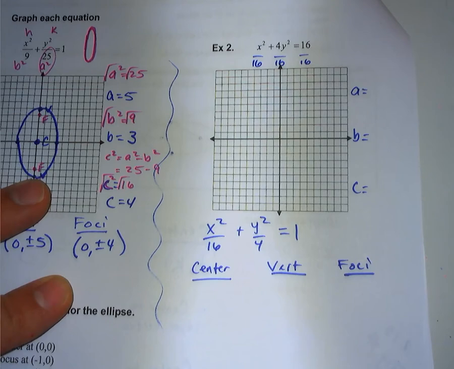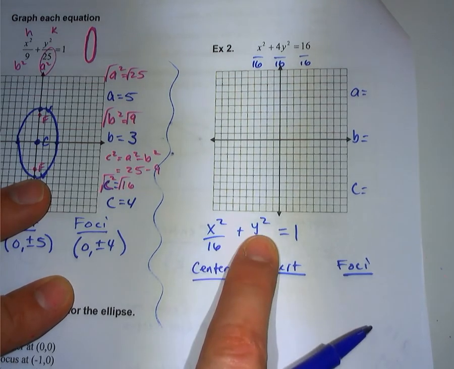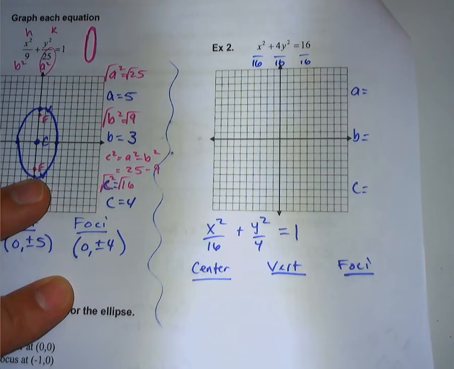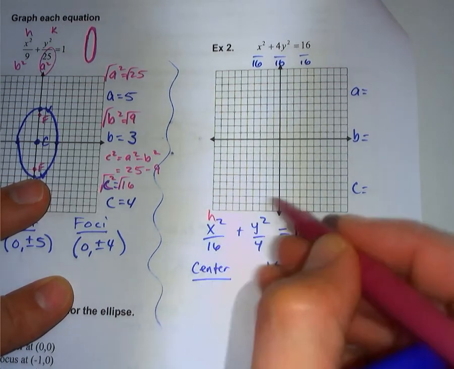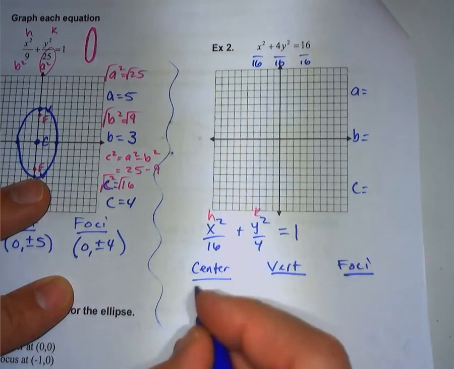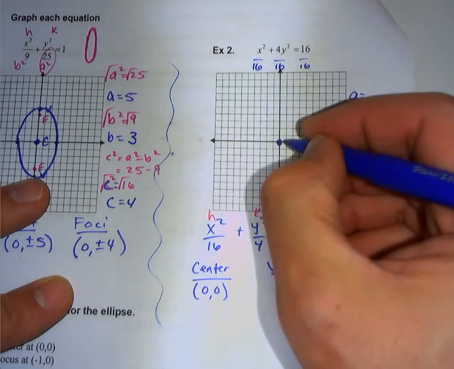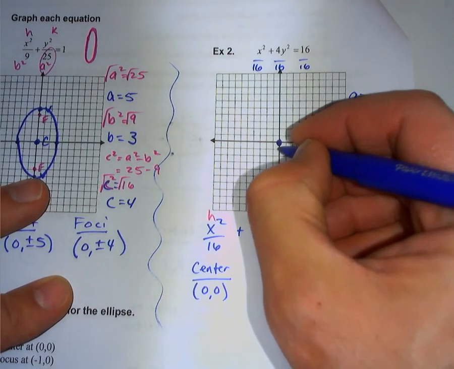H and K. Katie, what's H and K? You don't see anything up there. Yep, so what are those guys? You don't see numbers. Yep, so this is H, this is K. There's nothing up there, so 0, 0. Perfect. All right, so 0, 0. I'll put that guy right there.